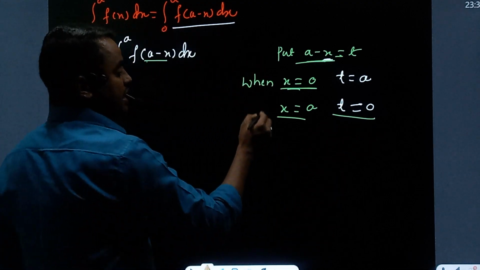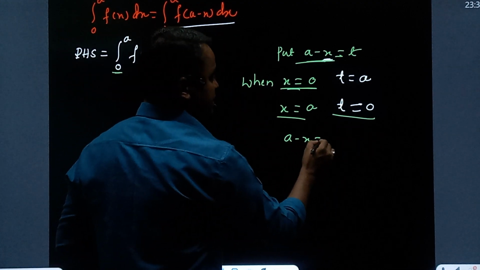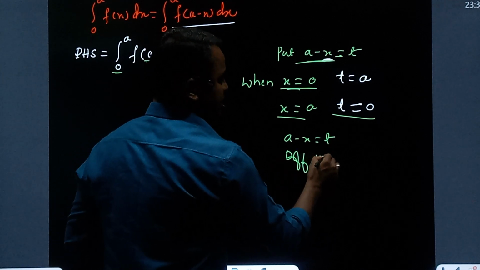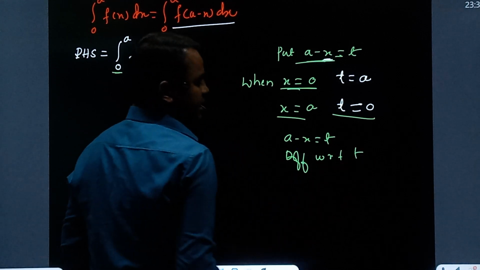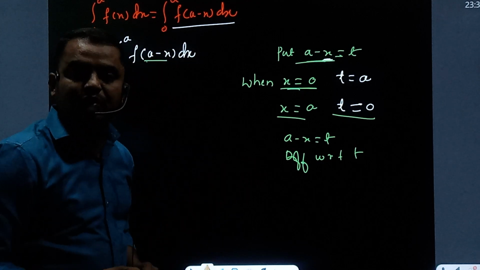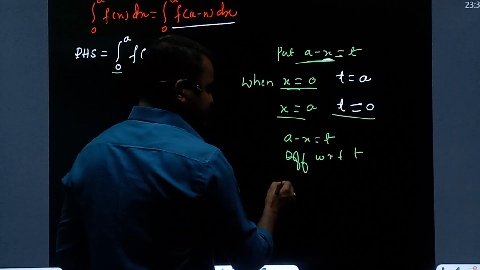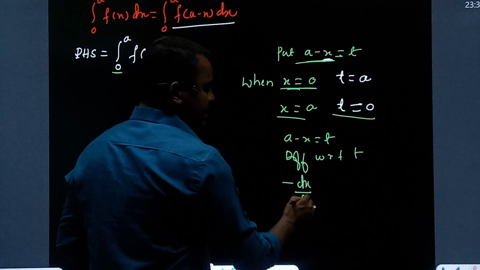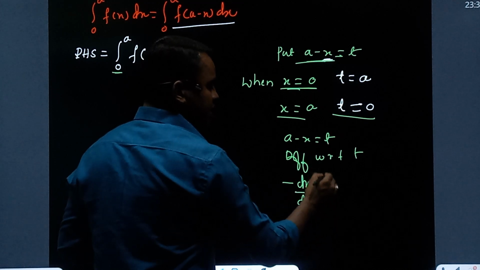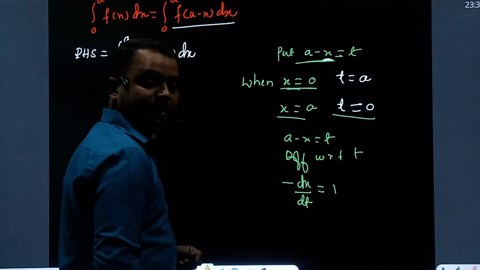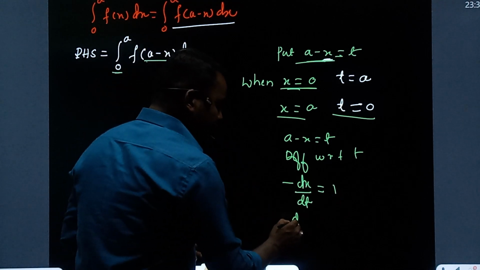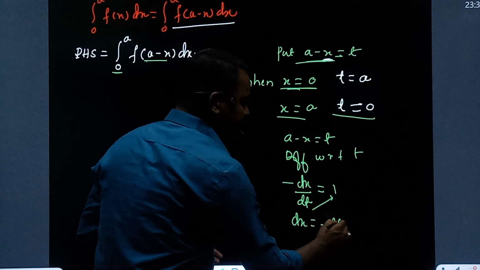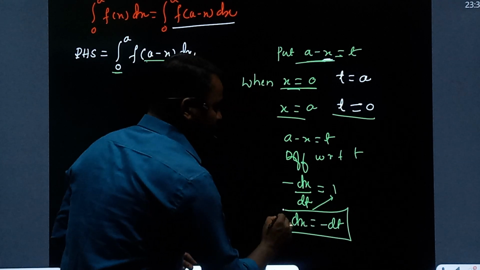Once again write a minus x is equal to t. Differentiate with respect to t. Derivative of a is 0 because it is a constant, then the minus sign as it is. Derivative of x with respect to t is dx by dt, and derivative of t with respect to t is 1. Solving for dx, cross multiply: dx is equal to minus dt. This is the value of dx.